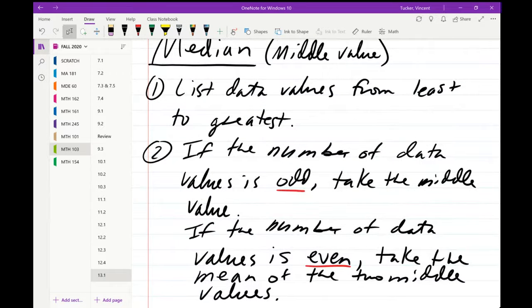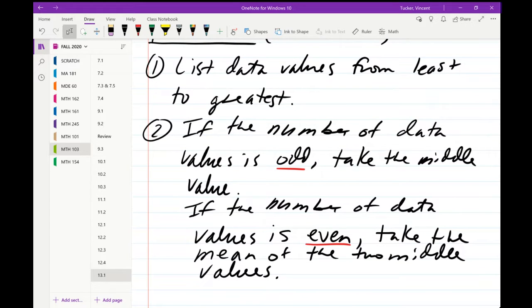All right, so our median, which is our middle value, first thing you're going to do is list our data values from least to greatest. And always make sure you do that. A lot of times people forget that first step. You list your data values from least to greatest. Then if the number of data values is odd, take the middle value. If the number of data values is even, you take the mean of the two middle values.